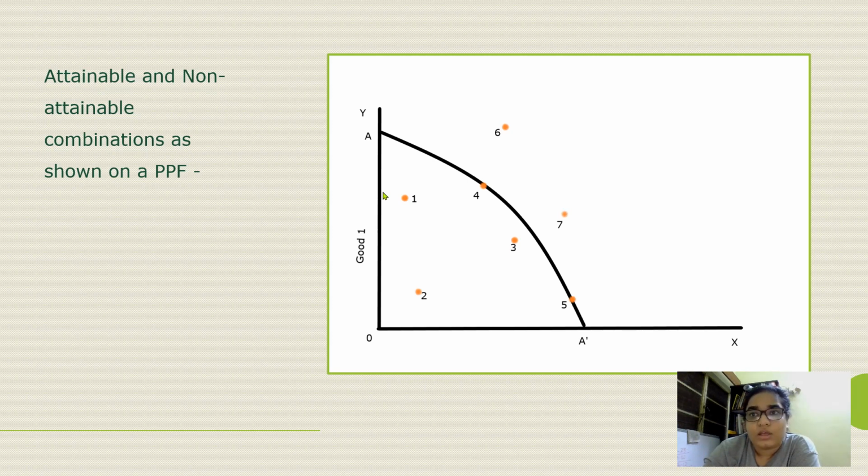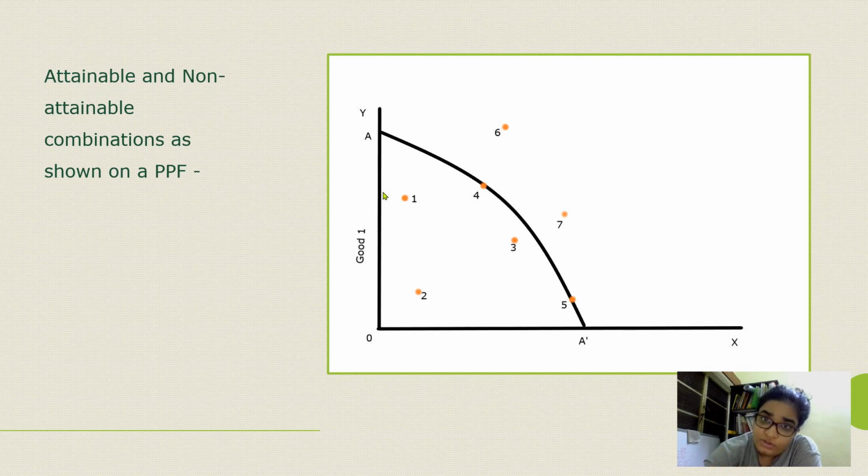Correct? No, because all the resources that I have, if I'm utilizing completely and efficiently, then only I'm getting the PPF. No, so how can I get more output than I have? Correct? No, so PPF is the maximum that I can produce because all the resources that I have used completely and I've used perfectly, efficiently. So 6 and 7 are unattainable. I cannot achieve those goals because I don't have the resources.